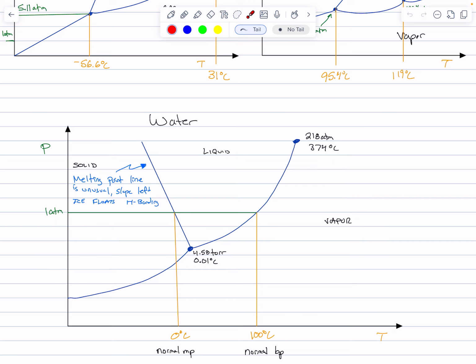So those are phase diagrams. Those are just diagrams that illustrate what phase or phases of a substance are stable under what pressure and temperature conditions.